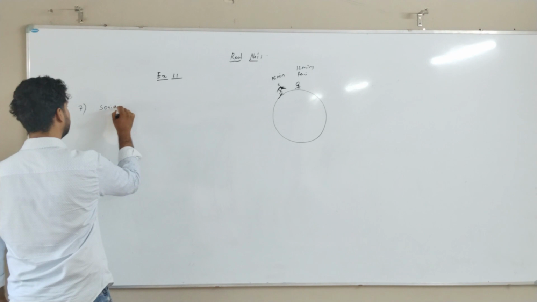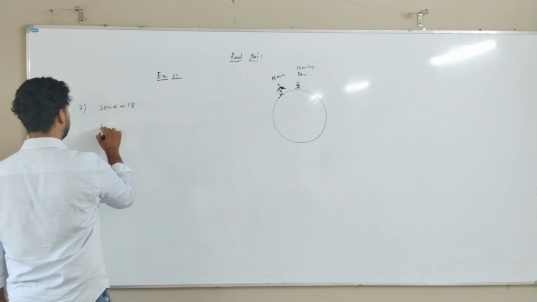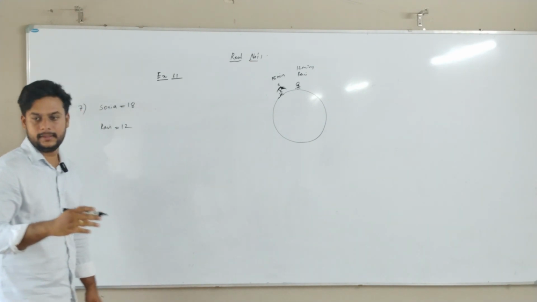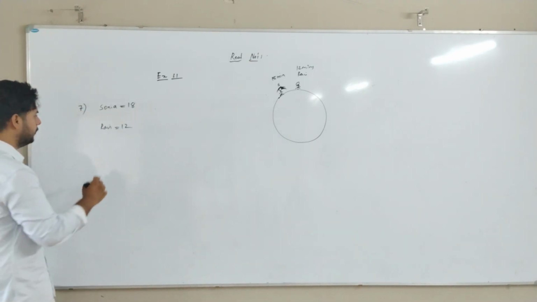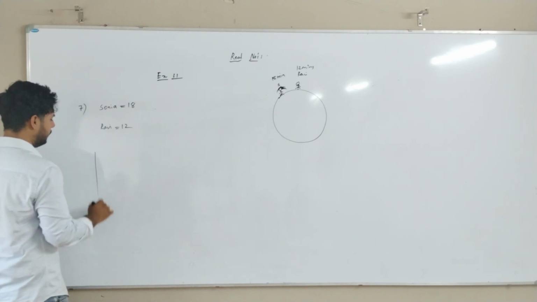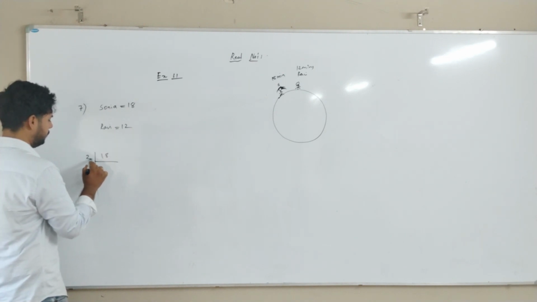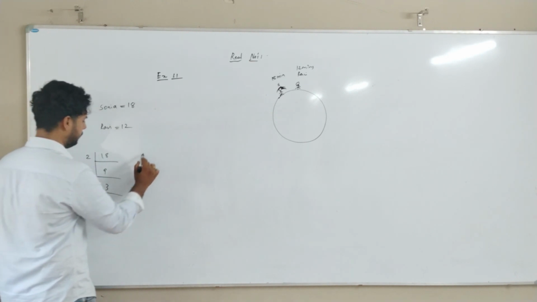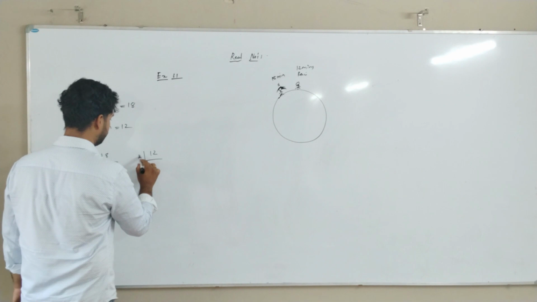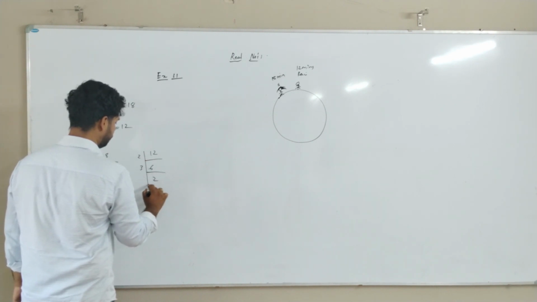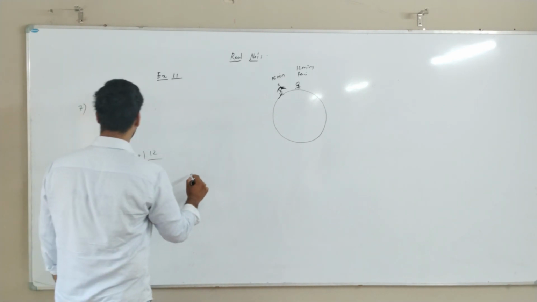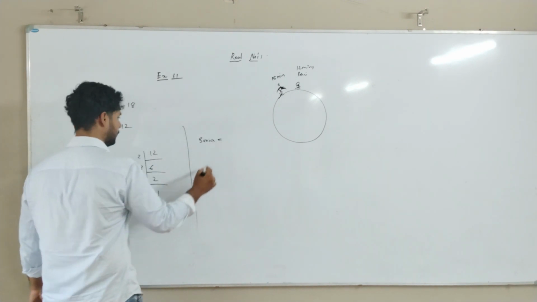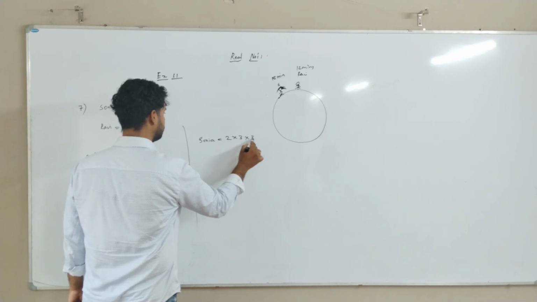Sonia is taking 18 minutes. Ravi is taking 12 minutes. When they meet, it means we should find the least common multiple, LCM. So the LCM of 18 and 12. First 18: 2 9s are 18, 2 1s are 2. So Sonia, if I write, is 2 into 3 into 3.